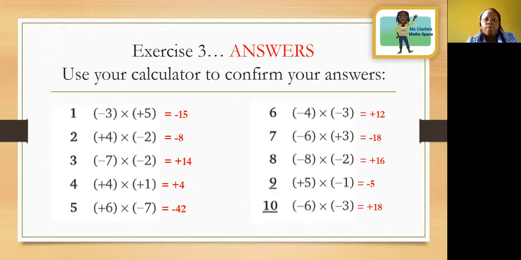Question 4. We have positive 4 multiplied by positive 1. A positive by a positive would give you a positive. And 4 multiplied by 1 is 4.